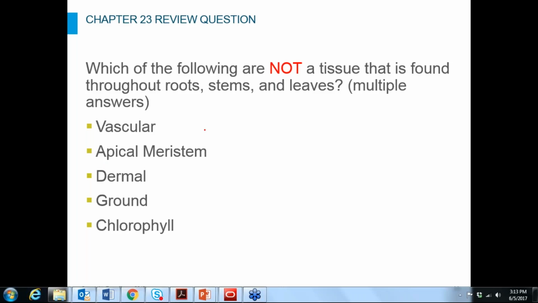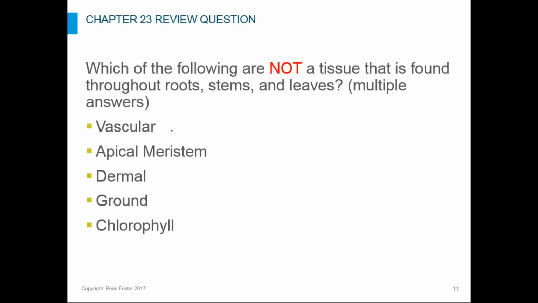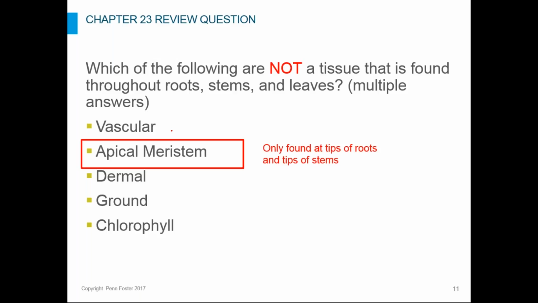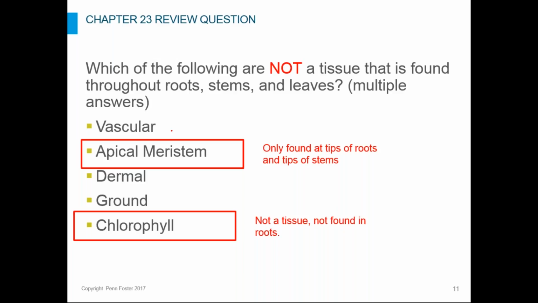Well, let's see. All right, our tissues that are found throughout the roots, stems, and leaves are vascular, dermal, and ground. So the ones that are not are apical meristem. Those are only found at the tips of roots and the tips of stems. And chlorophyll. Chlorophyll is not a tissue, and it's also not found in the roots. So no, somebody said chlorophyll.